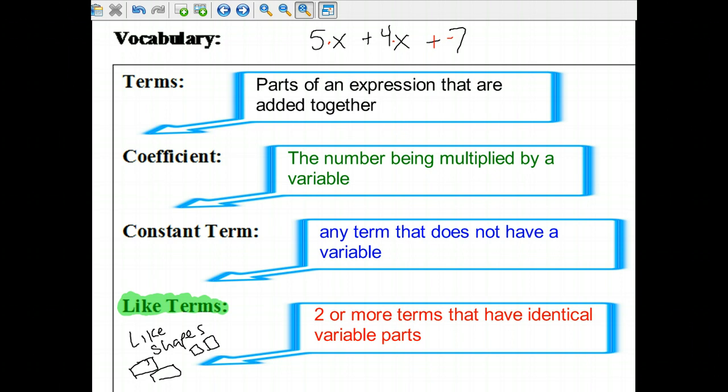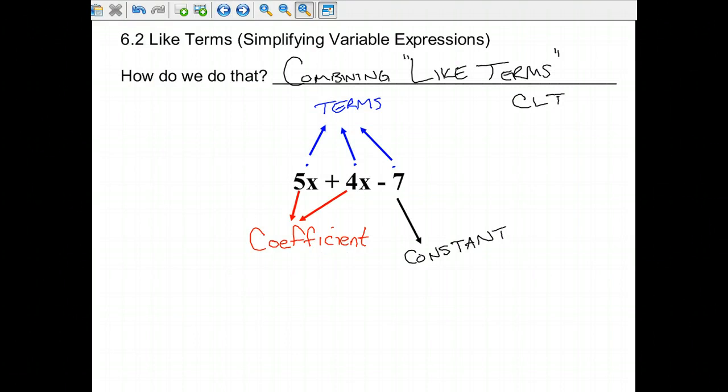So the definition of that is two or more terms that have identical variable parts, or just integers are also like terms. So like 7 and 5, those are like terms, or 3 and 2. Anything without x as well. All right, so that's kind of the big idea, a lot of the vocabulary there that we got to talk about. But let's go back and look at our big thing one more time to review everything.